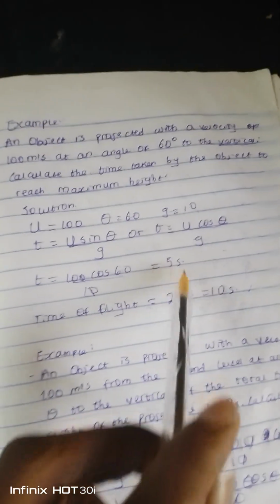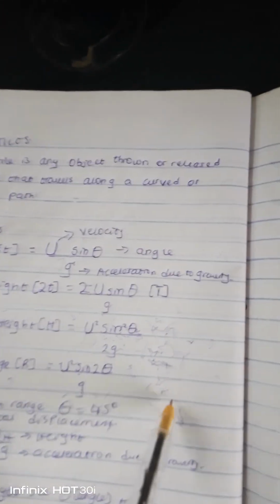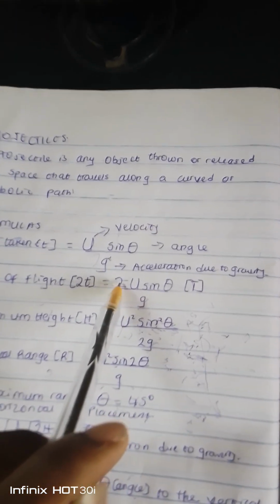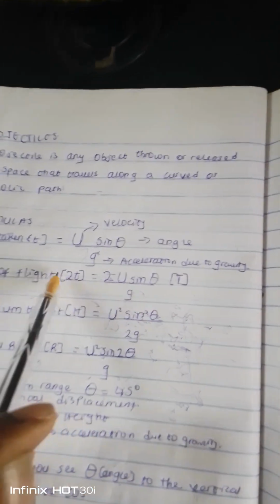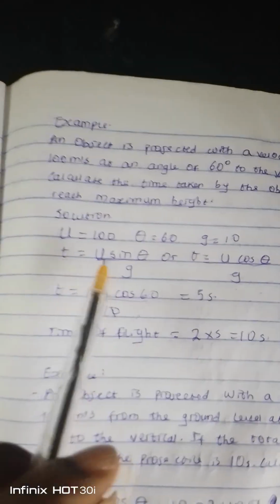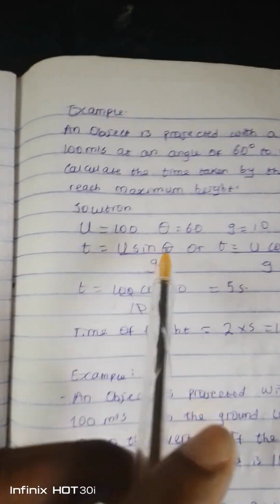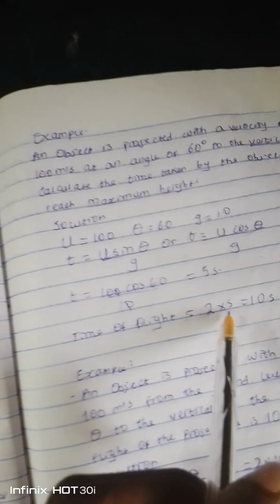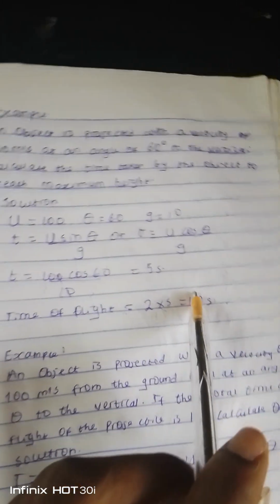This is the time taken. But I told you that time of flight is the time it used to go up and return back to the ground. So 2u sin theta over g, or 2 times the time taken. So if they ask you to find the time of flight in this question, no need to start writing 2u sin theta over g. You just use 2 times the time taken. That is 10.